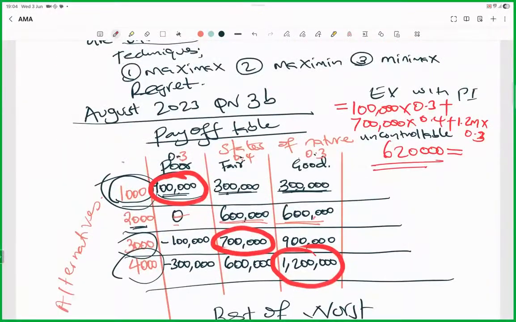So see, I went to every column, circling the very best. Like here, the best was 100,000. The best in column 2 was 700,000. The very best in column 3 was 1.2 million. Then how do we get X bar? X bar, you take X values here times probabilities, and then you do what here, somebody?